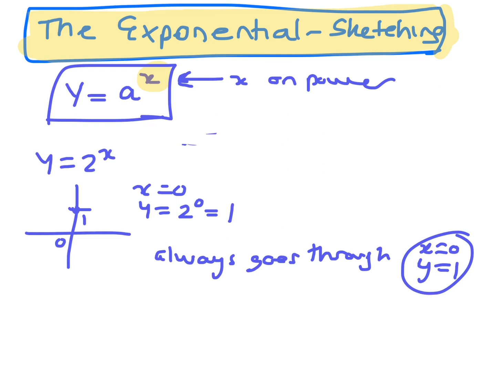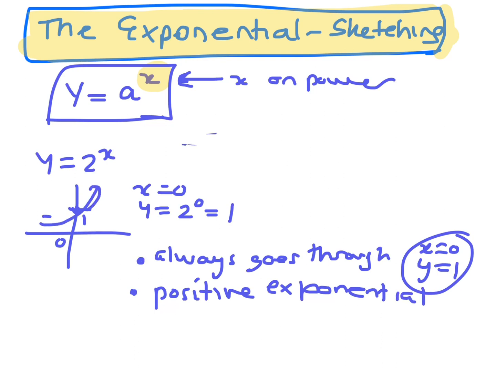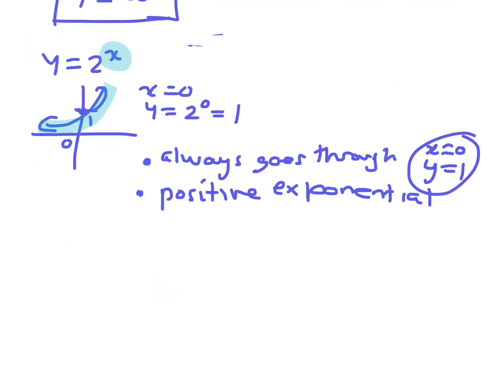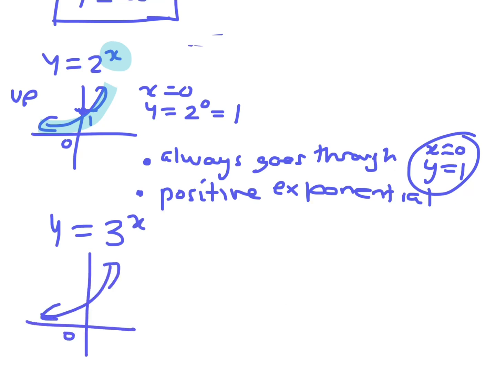Okay, so it is a positive exponential, which means that it will be going up. I know that it is positive because when I'm looking at that indice, the power there is positive. That's why it goes up. So for the positive ones, the powers go up. If you've got y equals, say, 3^x, it's going to do the same thing. It's just going to go up like that, and it'll always go through 1.